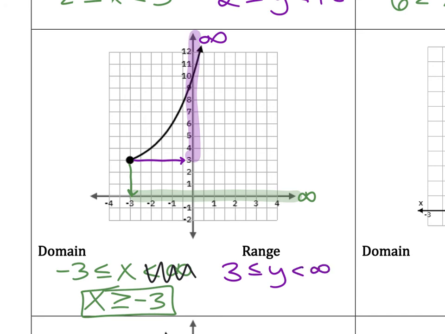Can we leave infinities in our answers? No. Not in Algebra 1, so we're going to mark it out. Do I have to flip this one? Yup. I flip everything. Y greater than or equal to 3.